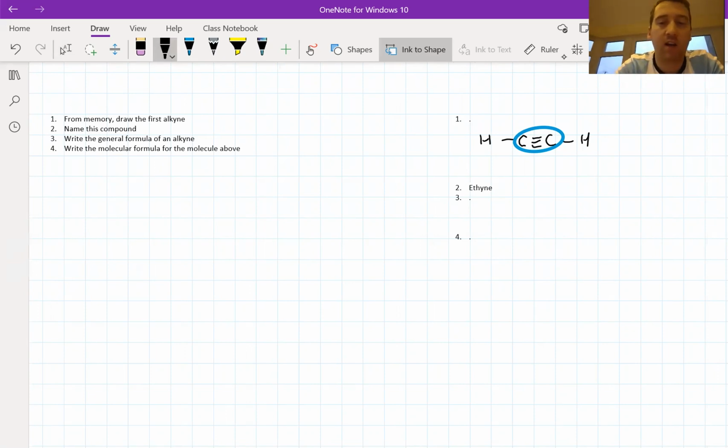The general formula for alkyne is CnH2n minus 2. Good job if you got that right. And write the molecular formula for this molecule. Well, it's C2H2. And you can use the general formula to work that out, although it's pretty simple by just looking at it. But if you had a big long molecule, it might not be that simple.